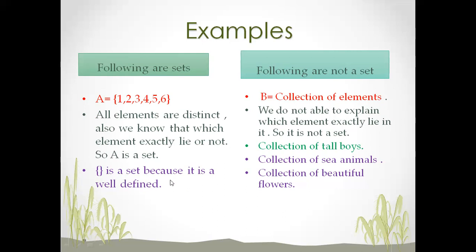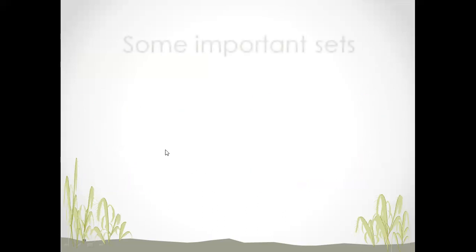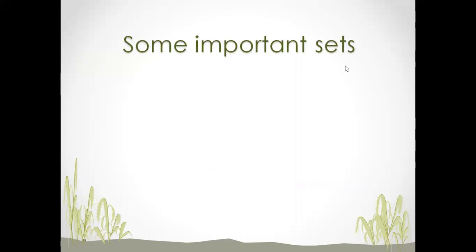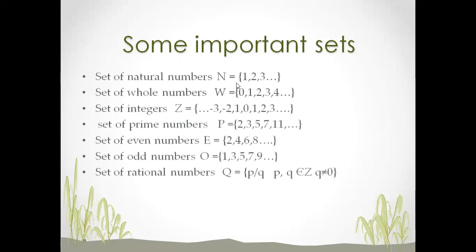That's why it is a set, because of its well-defined property. So some important sets which are predefined and used are very important from our group theory point of view. Set of natural numbers. We give the set of natural numbers the capital N, and it starts from 1, 2, 3 and so on. These three dots are called ellipsis, and it means it continues till the end.